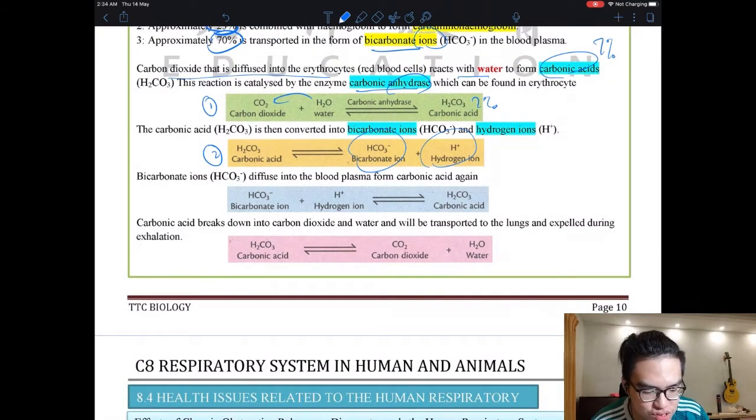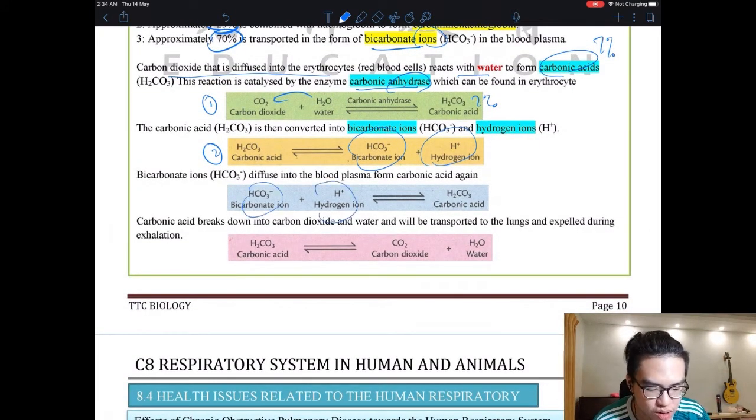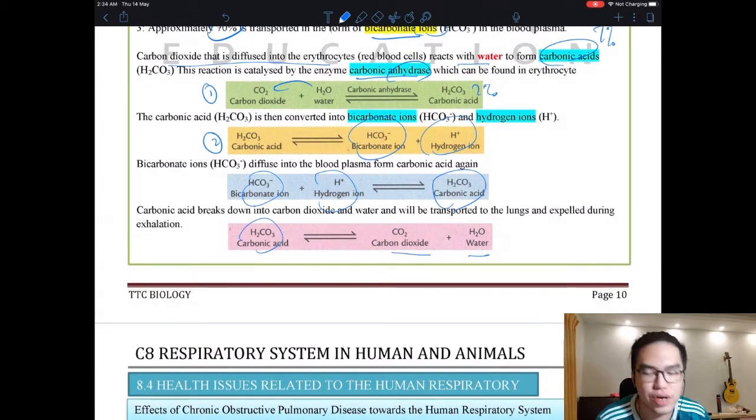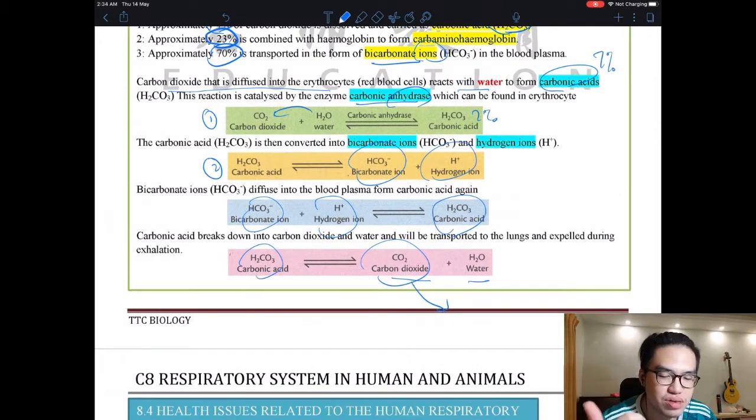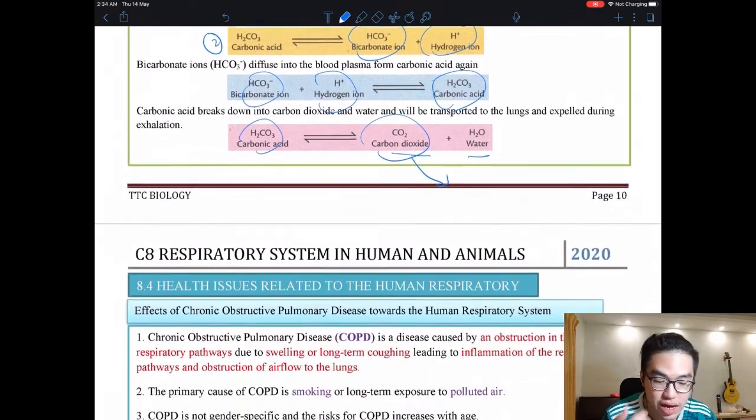So now I convert these two back into carbonic acid. Carbonic acid breaks down back into carbon dioxide and water, and then this thing is thrown out. So 70% of our carbon dioxide is carried this way, because hemoglobin doesn't like it very much, and carbonic acid doesn't dissolve very much. Only 7%. So let's look at health issues.